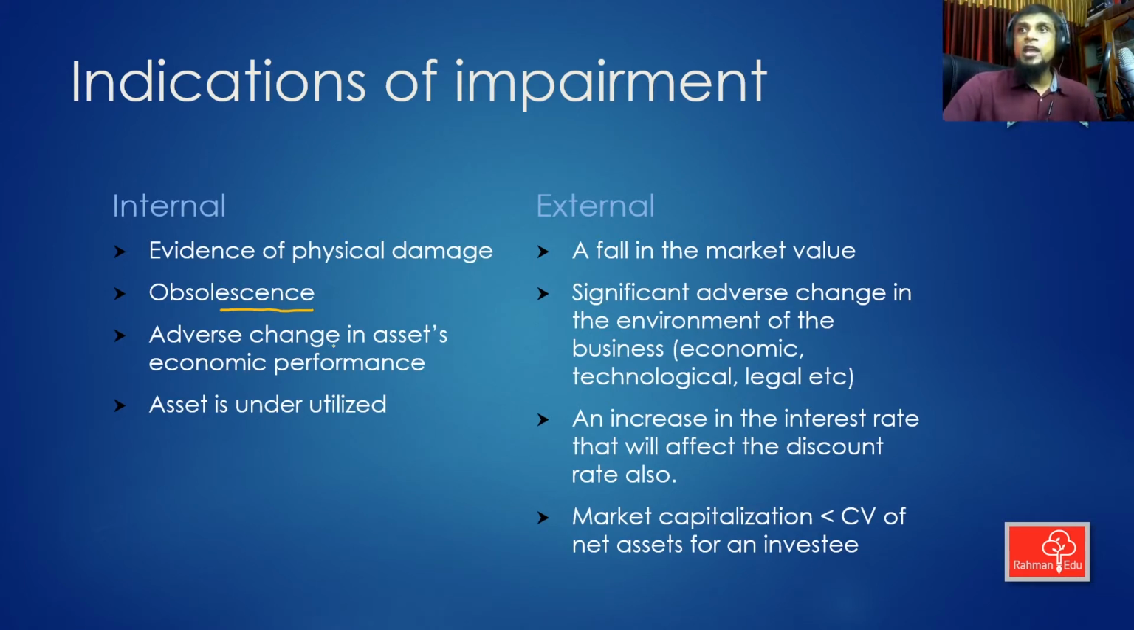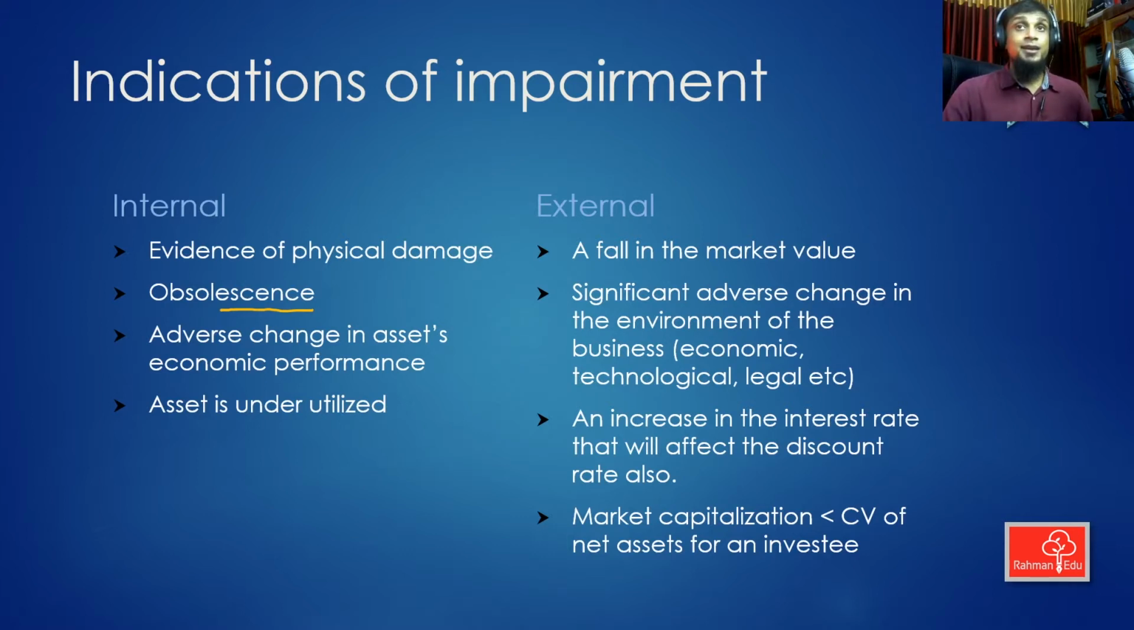Then adverse change in the asset's economic performance. What may that mean? It may mean that your asset is producing less, it is running for fewer hours, and it is becoming hot, and then you need to give it some rest. The asset is producing wastage, faulty products, it's breaking down now and then. These are adverse changes in the asset's economic performance.